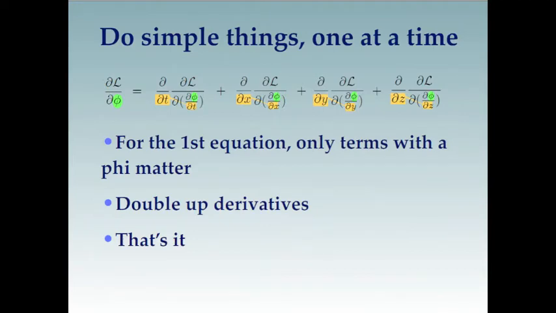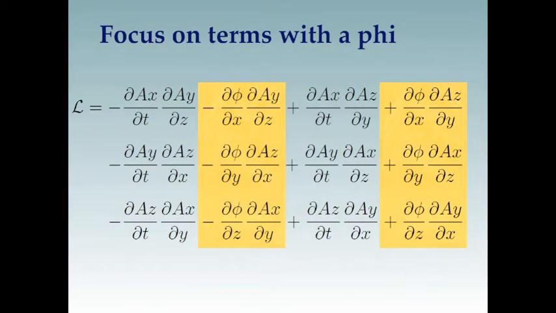All right. So here's a mini refresher on putting the Euler-Lagrange equations to work. Do simple things one at a time. So for the first equation, we're only going to work with phis, and we basically end up doubling up these derivatives, and that's about it. So let's just go ahead and do it. So here's the phi terms, and this is kind of nice because it means you can ignore half the terms out there. I like that.